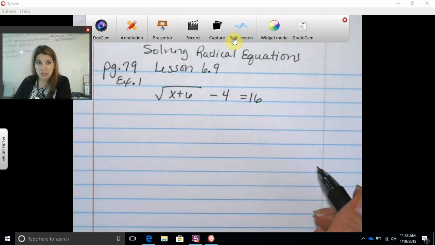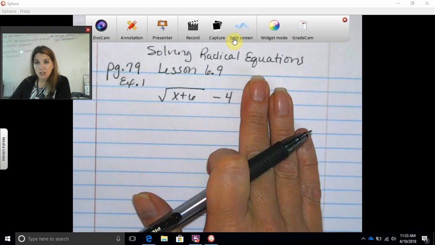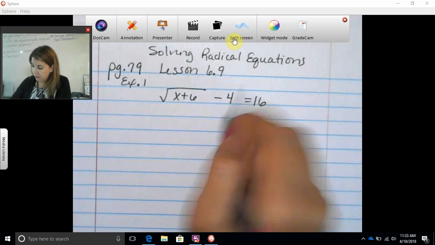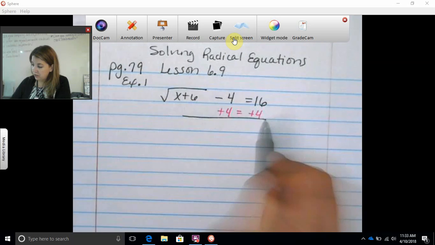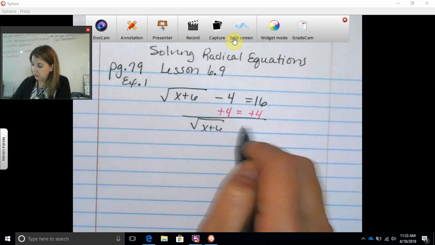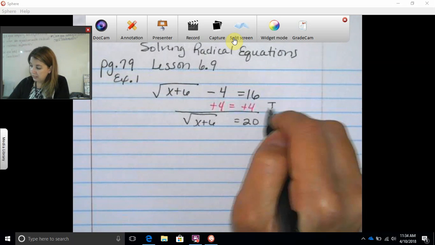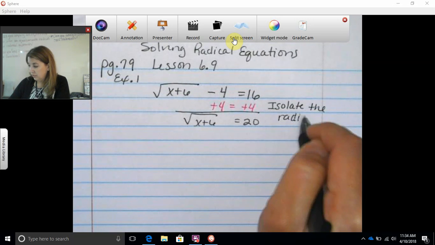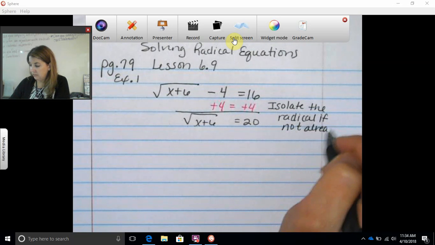Okay? So first thing you want to do is, my radical's on the left side of the equation, right? I want to isolate the radical if it's not already. So that means I need to move that minus 4. How would I do that? Add 4 to both sides. So we have the square root of x plus 6 equals 20. So the first thing we did was we isolate the radical if not already. I guess I should say if not already isolated.